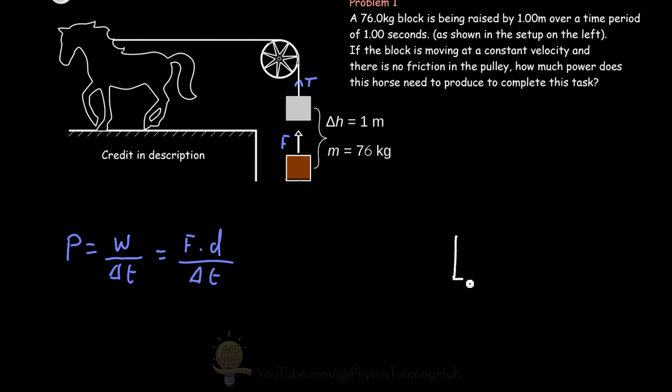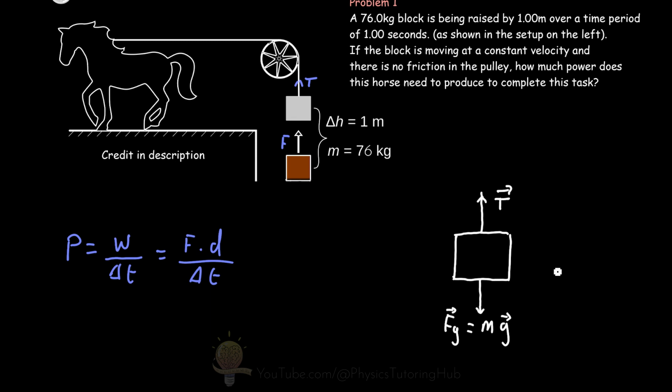So the body we're interested in is our box. Our box is attached to a rope that's being pulled upward with a force of T. This is our tension. But the box also has a weight. It has a mass of 76 kilograms and it's within a gravitational field, which means it's got a force of gravity pulling it downward, which equals its mass times the acceleration due to gravity.